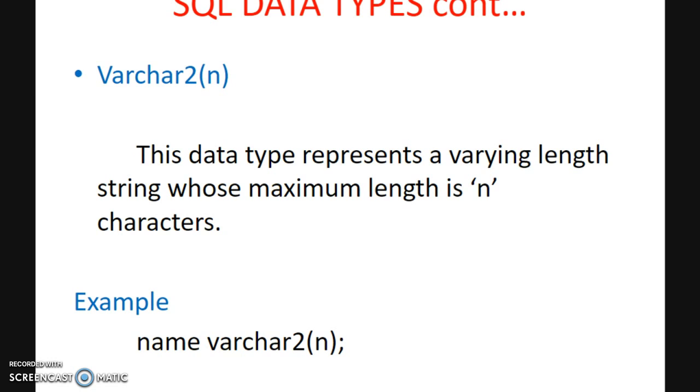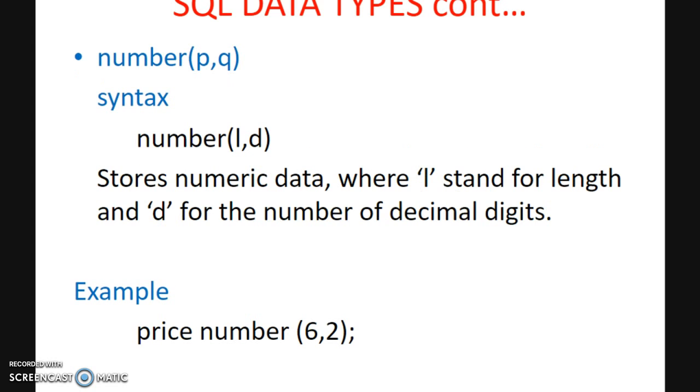Next one is varchar2 of n. This data type represents a variable length string whose maximum length is n. Name, varchar2 of n. Next one, number. Number of L, D. Here L stands for length of the string and D stands for number of decimal digits. Example is price number of 6, 2. Here 6 means the length of the string and 2 is the number of decimal digits. The total length will be 6 and the decimal digits will be 2.